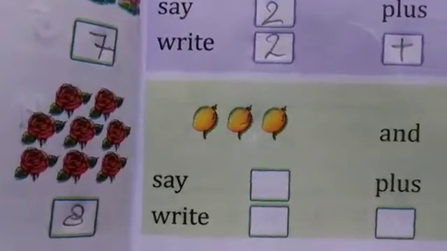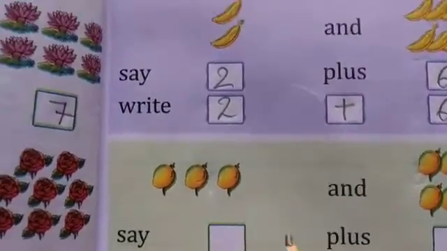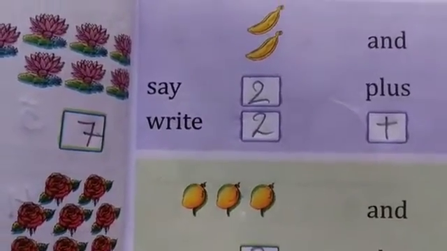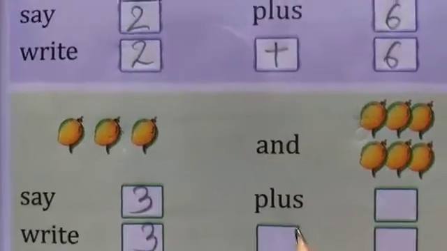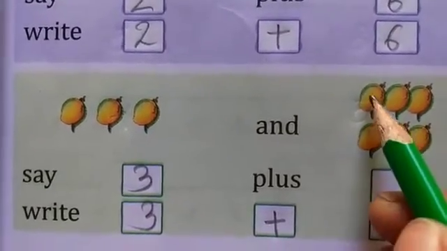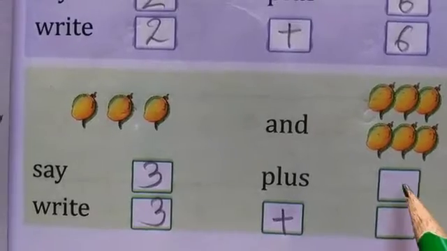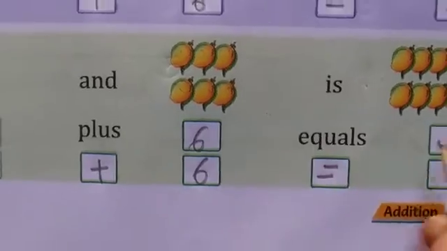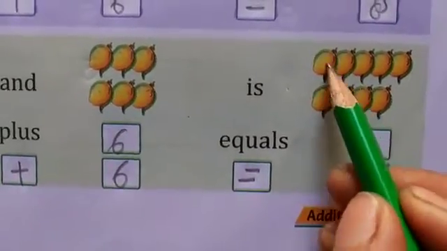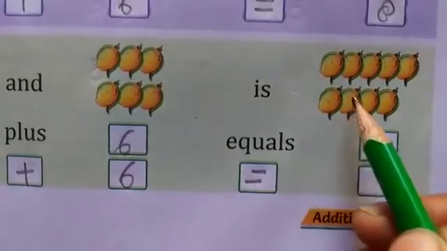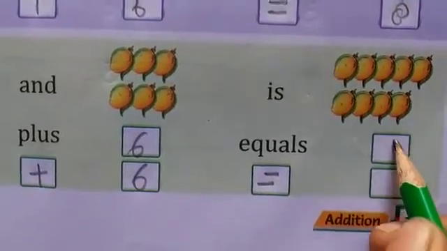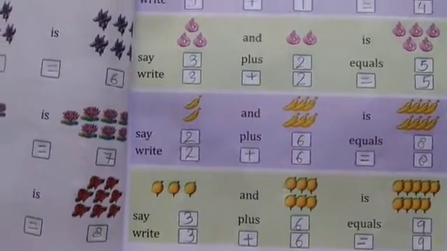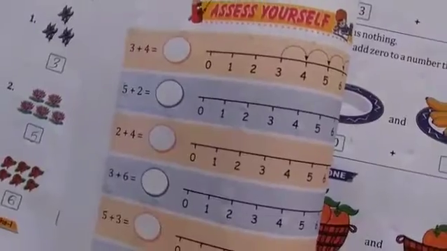Next one is mangoes. How many mangoes? Count 1, 2, 3. So we write here 3. And the sign of addition. Then 1, 2, 3, 4, 5, 6. So we write here 6. Then equals to, the sign of equals to, then count all the mangoes. 1, 2, 3, 4, 5, 6, 7, 8, 9. Okay. So we write here 9. This exercise is complete now. Now come to the next page. Page number 20.